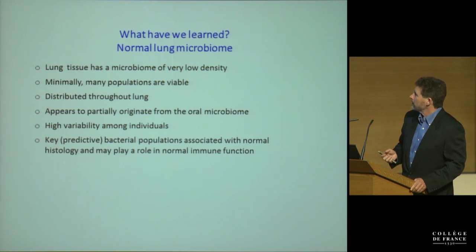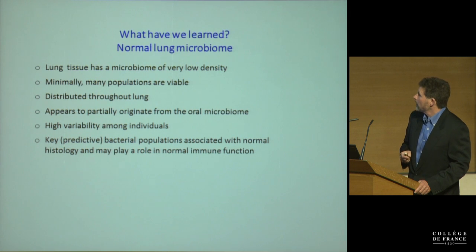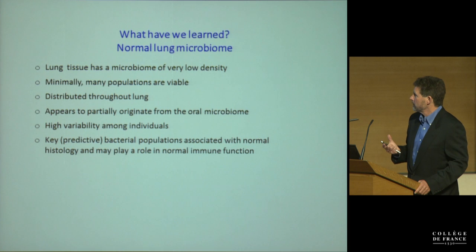The populations appear to be distributed throughout the lung, and in the case of the healthy microbiome, they appear to partially but not completely originate from the oral microbiome. So that seems to be an important source for some of these organisms. As I've mentioned several times, we see high variability among individuals, and so this really confounds our ability to examine whether these organisms might have important roles.